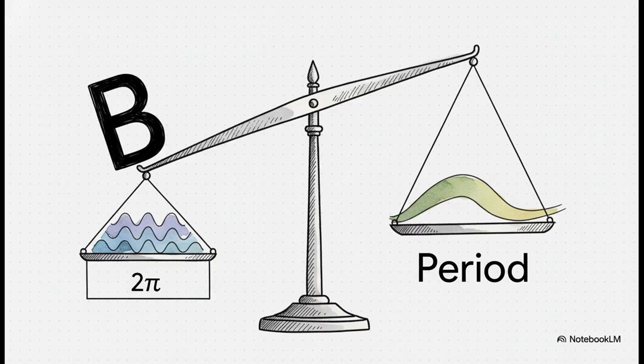b is not the period. Think of b as the frequency. It tells you how many full waves are crammed into that standard 2 pi space. So if you think about it, it makes total sense. The more waves you squeeze in, a bigger b, the shorter each individual wave has to be, right? So they have an inverse relationship.